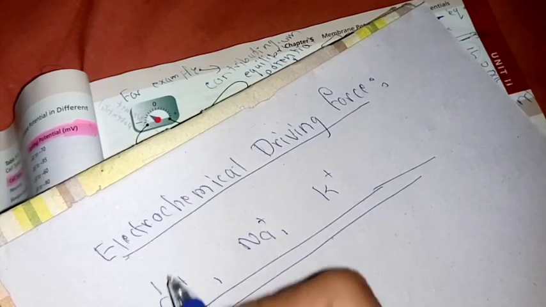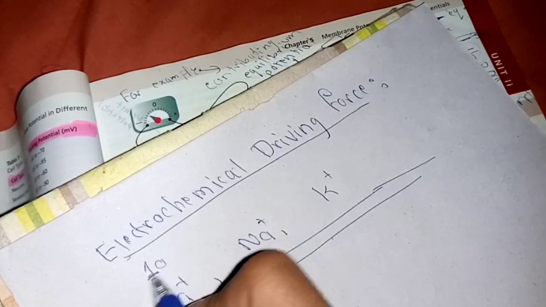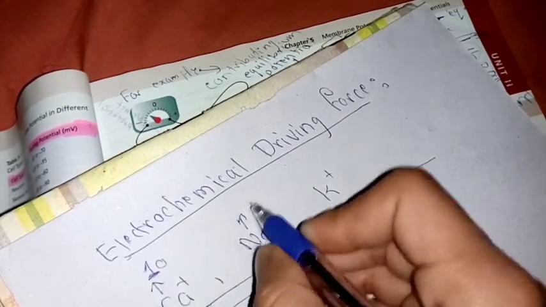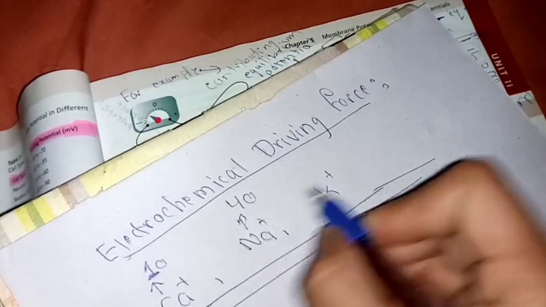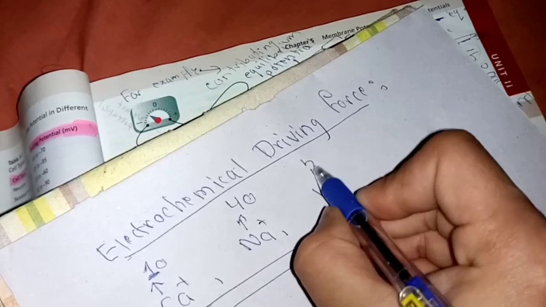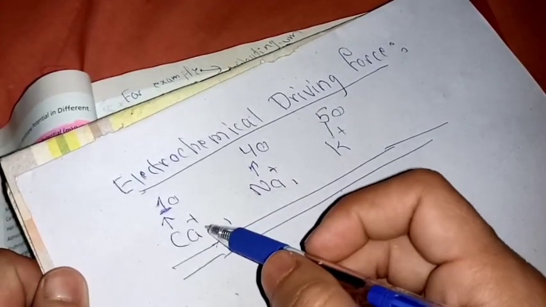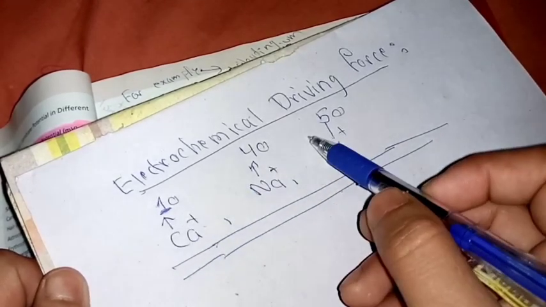The sodium ion has contributed 10 units to a particular potential, calcium has contributed 40 units, and potassium has contributed 50 units. Let's suppose the contribution of these ions to a particular potential is 10, 40, and 50 units.